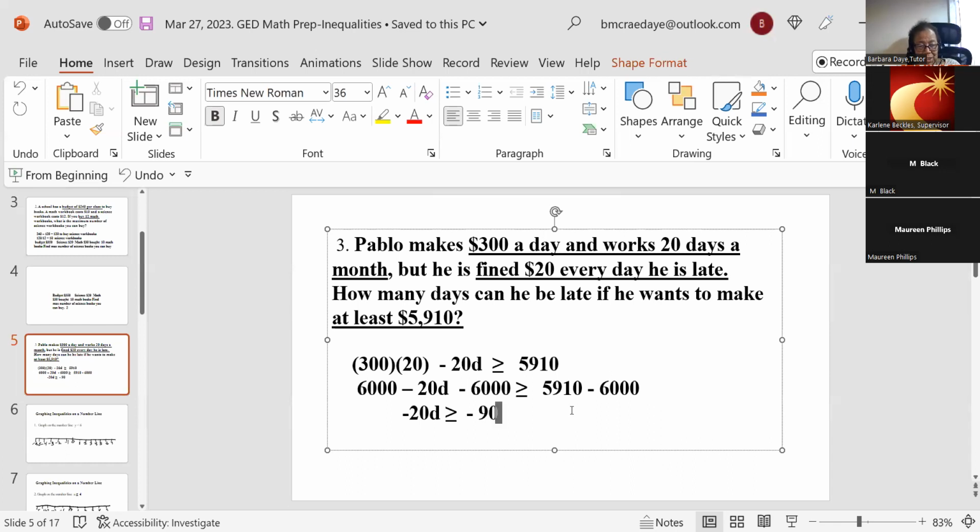Now solve for D. Mercedes, you know? Subtract 20D. No, no. Why would you subtract? This is multiplication, Maureen. Minus 20D says minus 20 multiplied by D. The opposite of multiplication is division. So you divide both sides by minus 20. Okay, so what would that give you?